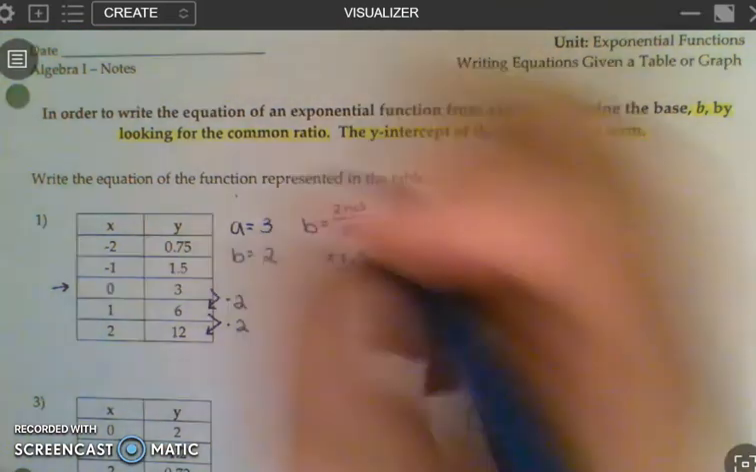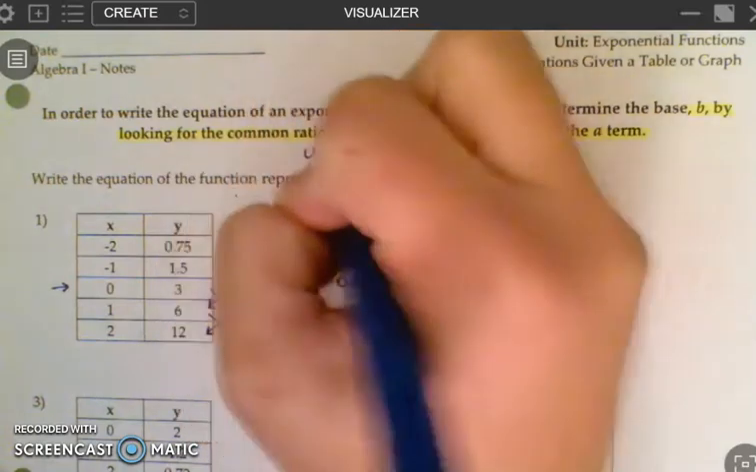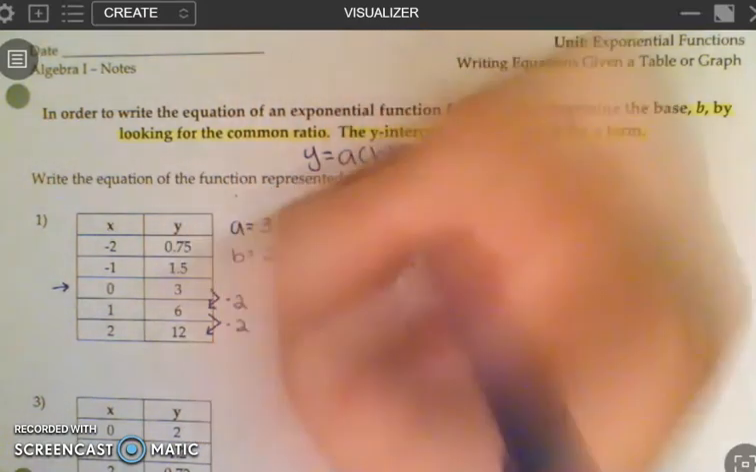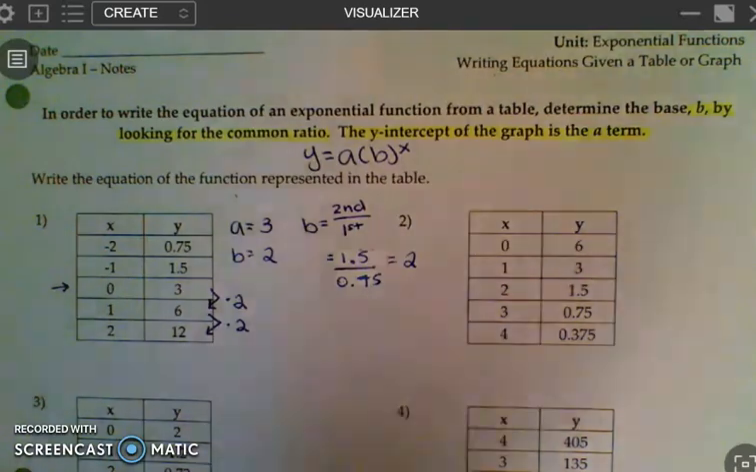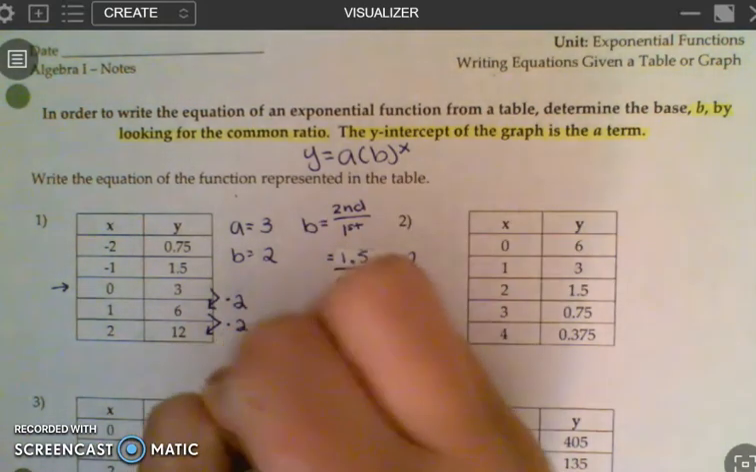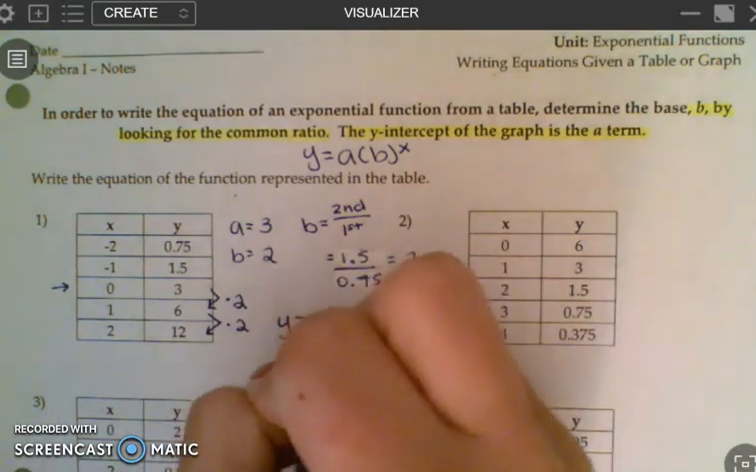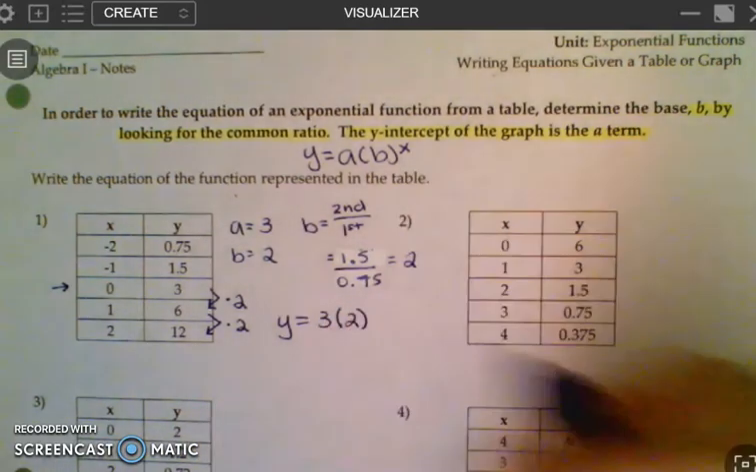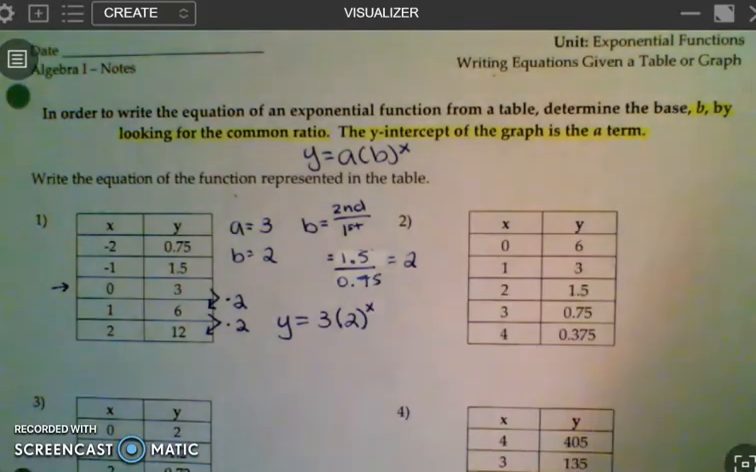Then if you remember from yesterday, the parent function is always y equals a times b to the x. So in this case, this equation is y equals, our a is 3, put my b, my base, in parentheses, and put my little x up top.